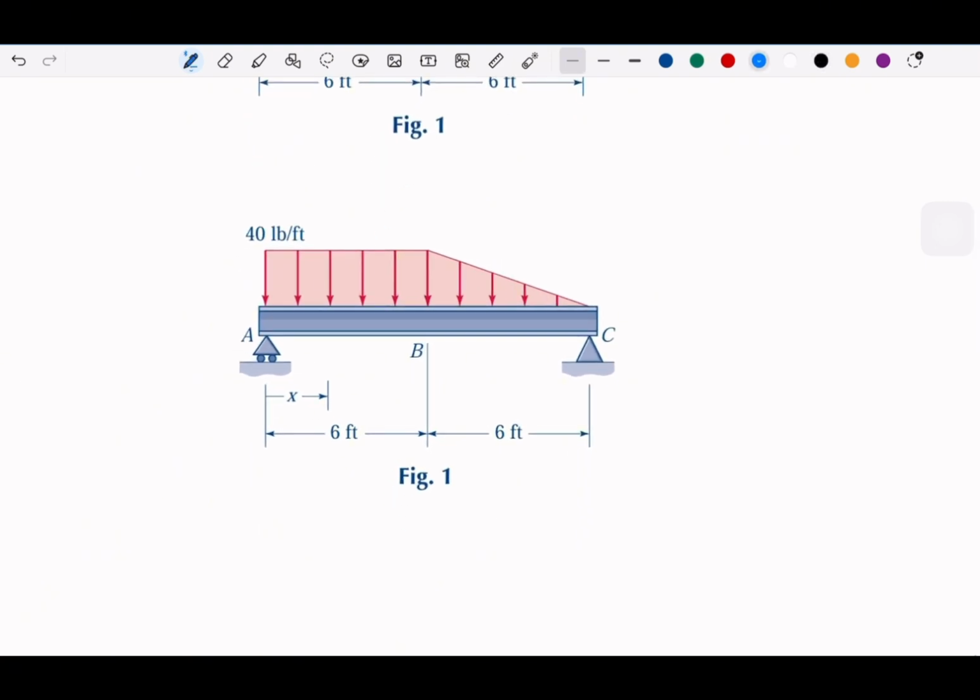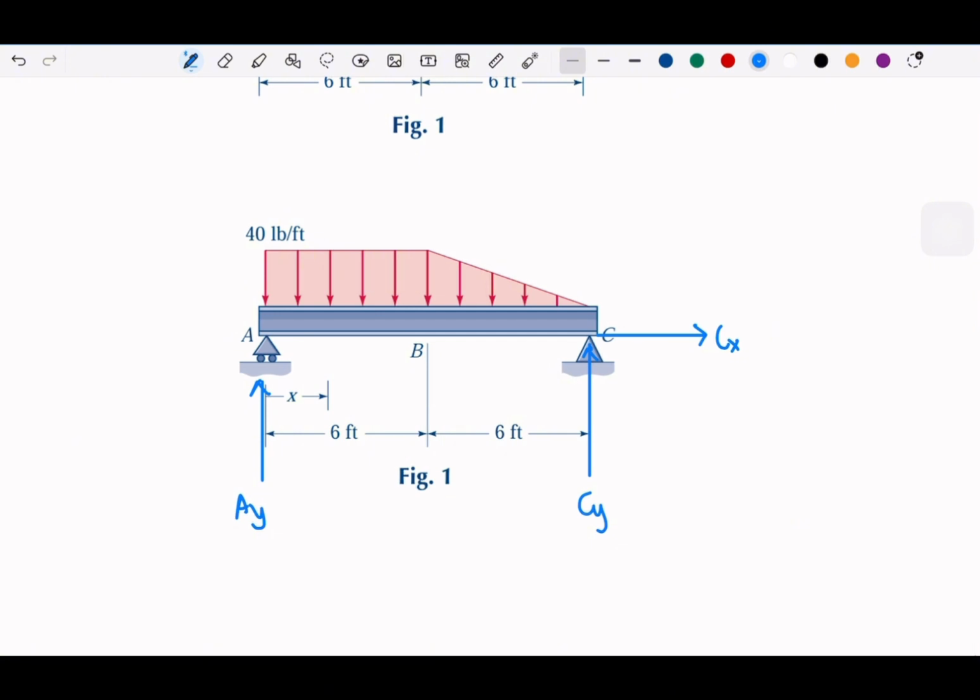Since this is a roller, we have only a vertical reaction at A, and a reaction at C, and also one in the x-axis, like that. And then we are going to compute the forces, okay?